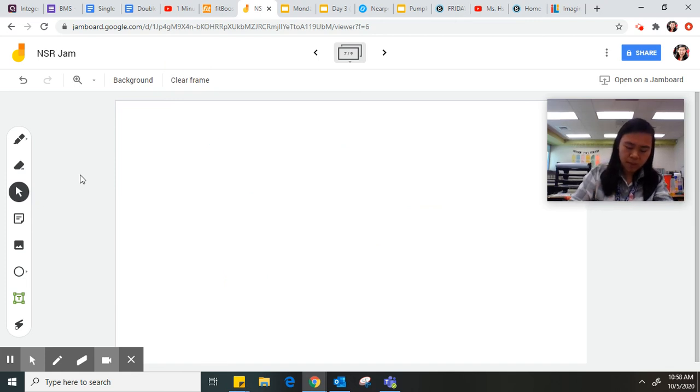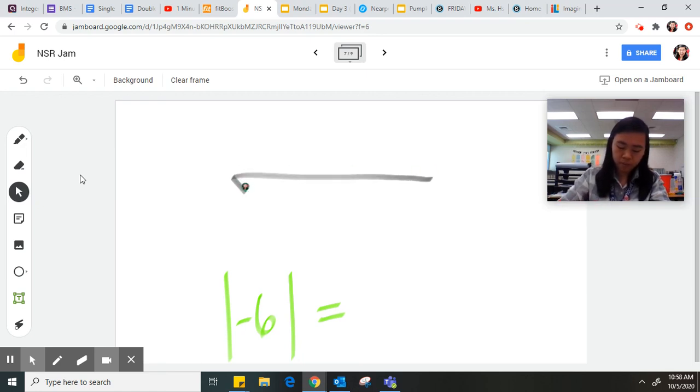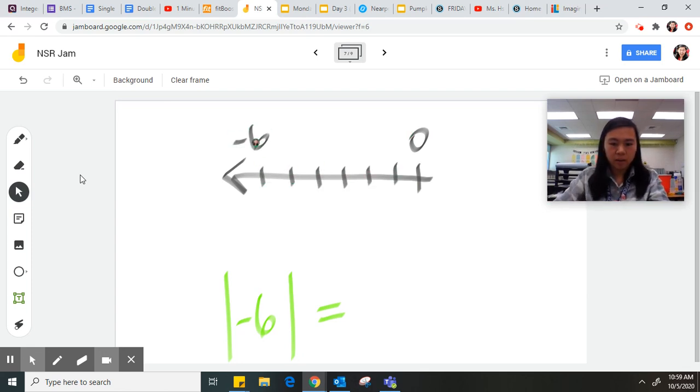Let's do another one. What if it's negative? What is the absolute value of negative 6? Or how far away is negative 6 from 0? We could draw a number line. If this is 0, we have 1, 2, 3, 4, 5, negative 6. And again, I'm just asking, how far away is this point from 0? 1, 2, 3, 4, 5, 6. It is 6 steps away from 0, so I know the absolute value of negative 6 is 6. It's how many steps away from 0 is it?